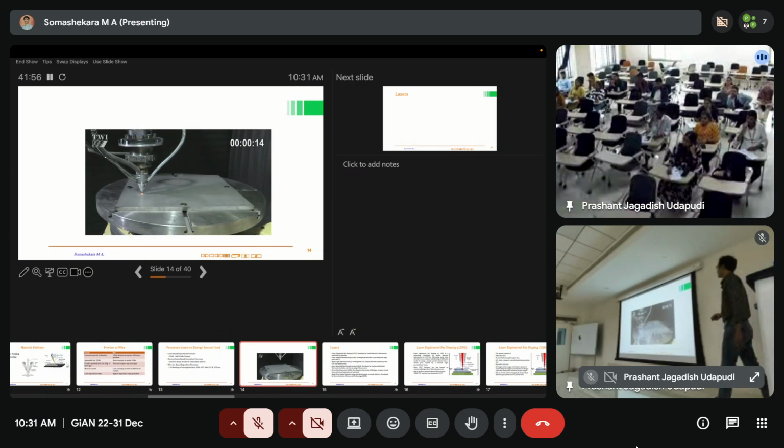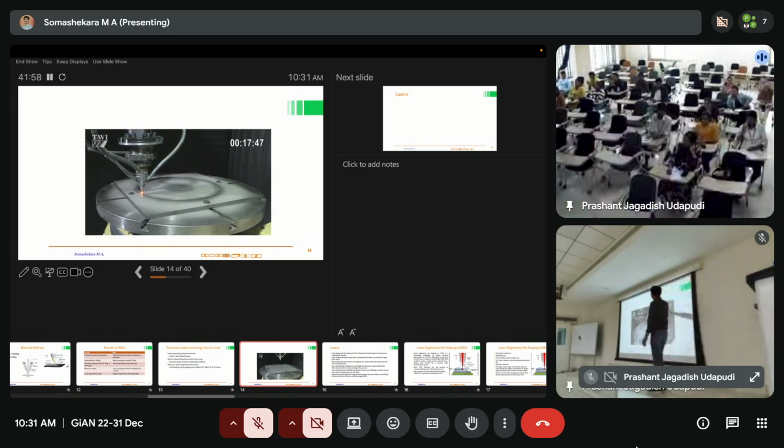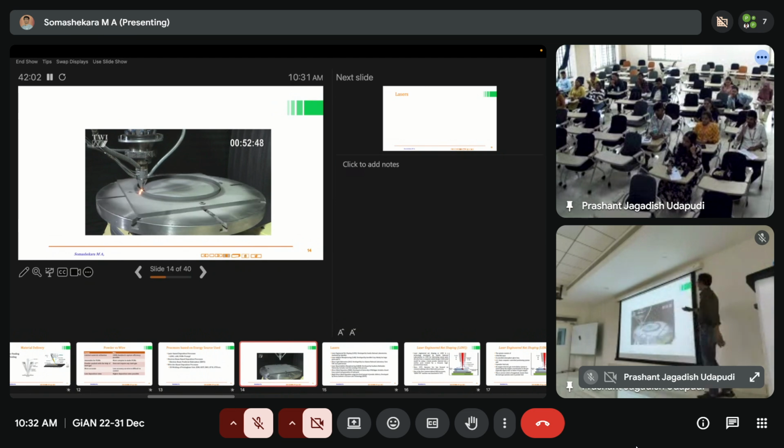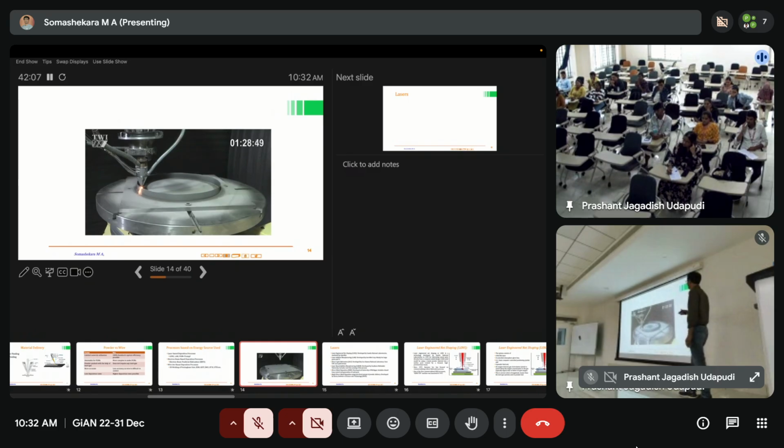So you can see that they have kept this constant, and only the bed is tilting, and you can see that the bed changes the orientation as you deposit, because the part requires that kind of orientation. Otherwise, you cannot deposit on 3 axes.